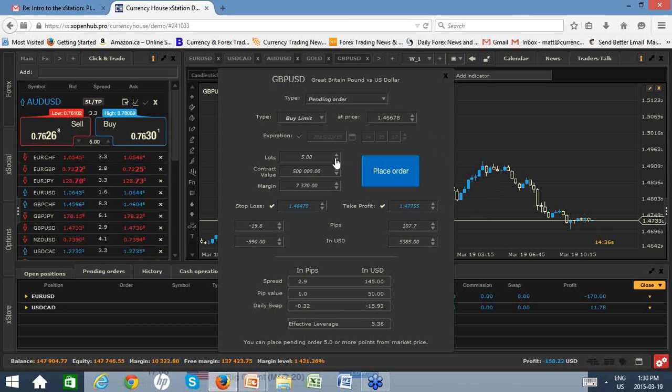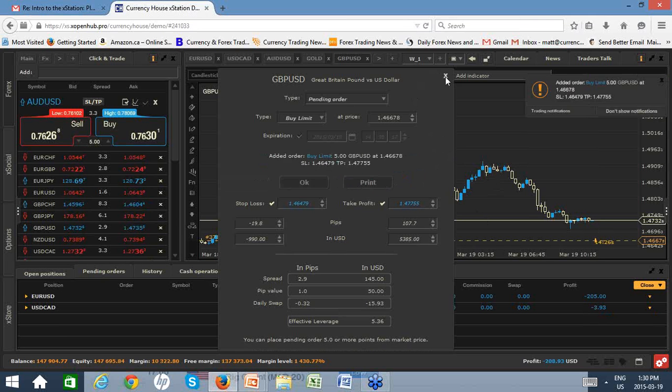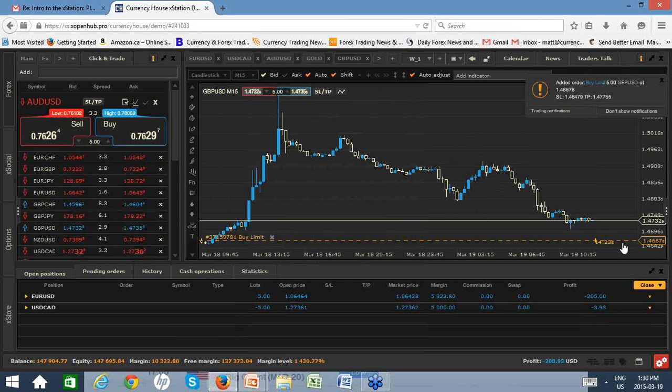So this is where you can change the ultimate lots. Do you want to do 4, 5? 5 is what we've been doing, so let's keep it at that. Everything looks right. So let's place the order. So the order is placed. You'll see that's my line right there. As soon as the market line hits my orange line, it will automatically strike the trade.